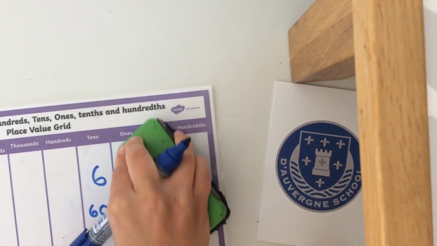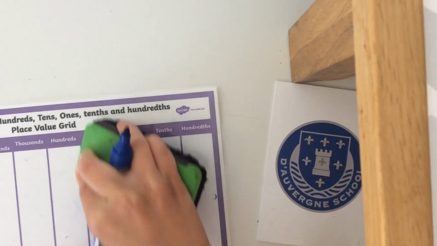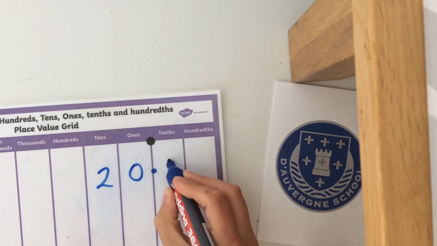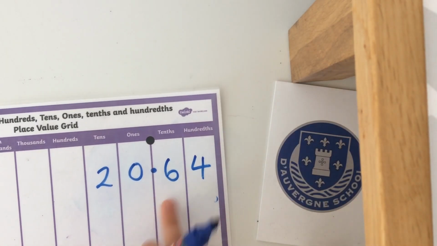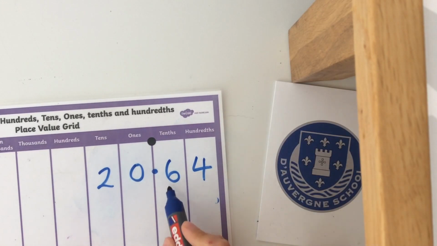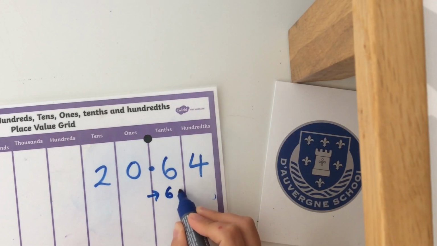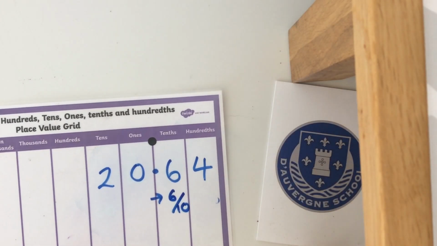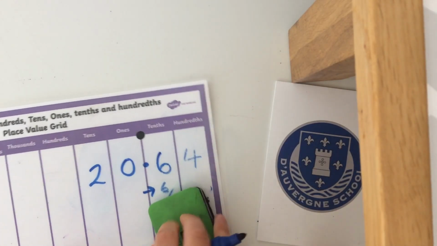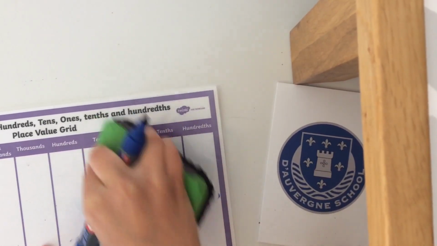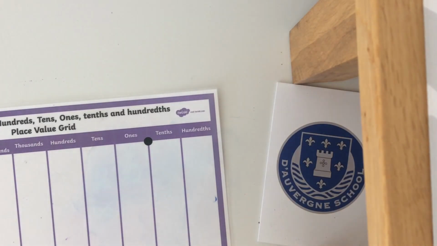That's the one that we need to remember. We have to multiply it by 10. And lastly, we have 20.64 for number 6. What's the value of the 6? It is 6 tenths. So we're not multiplying this one because we are this side of the decimal point. So the answer is 6 tenths. Okay, well done if you got that correct. Writing it on the place value grid is really helpful.